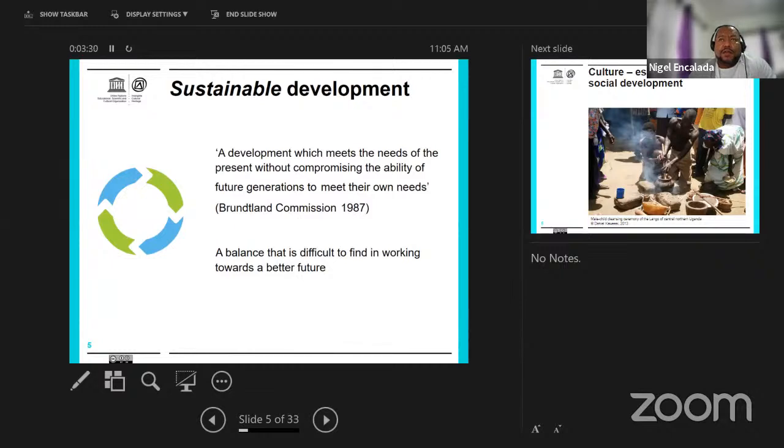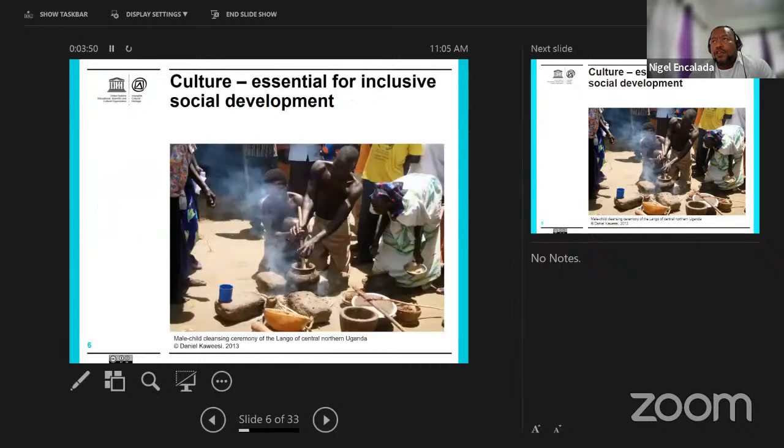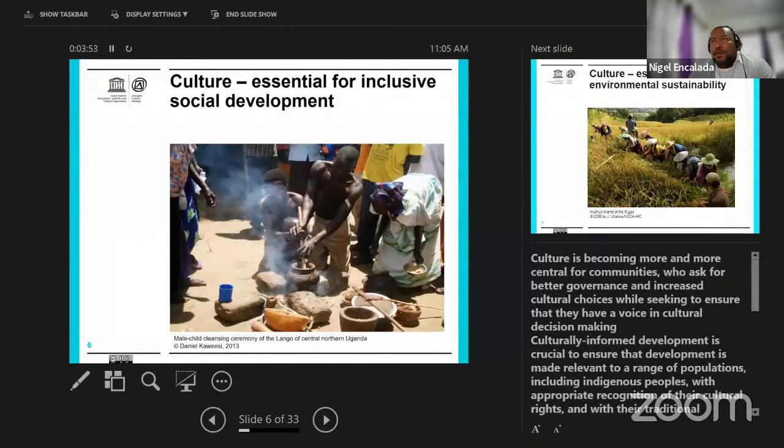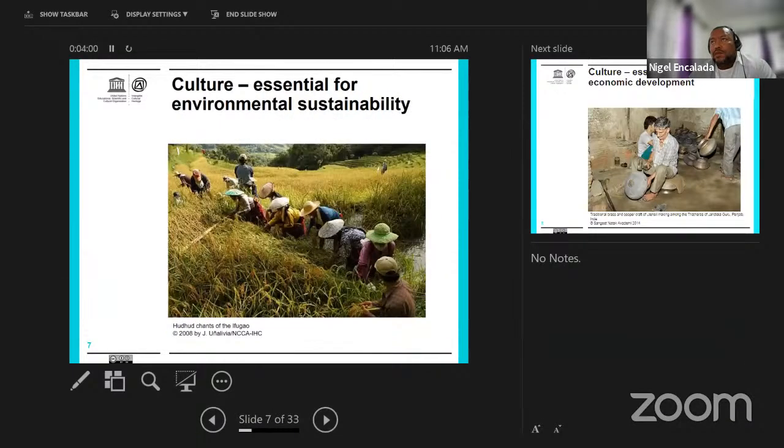Because in the present time, it might constitute particular values, particular ideals and functions which keep the society together. And so you want to be able to meet the needs of future generations, even through the safeguarding of intangible cultural heritage. So it is essential here for inclusive social development, for environmental sustainability.